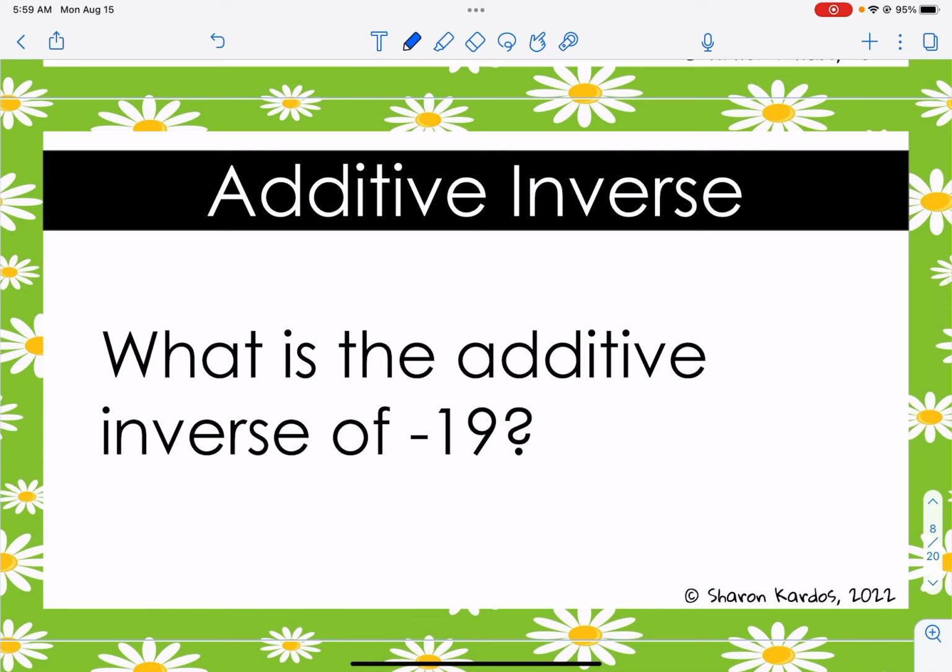Next example. Remember, write these things in your notes. What is the additive inverse of negative 19? And the answer would be positive 19. Okay, they're both the same distance from 0. They're both 19 hops from 0. And if I were to add negative 19 and 19, it equals 0.